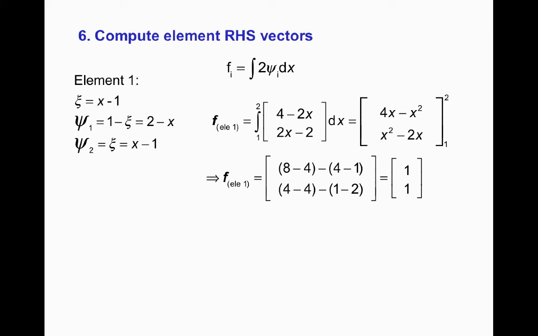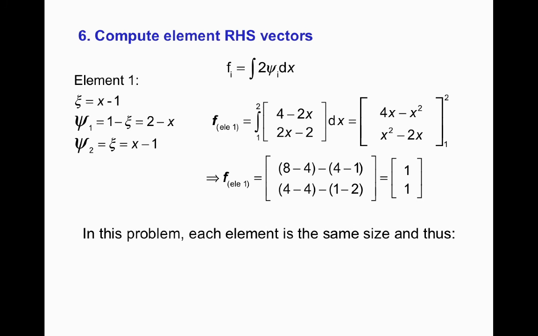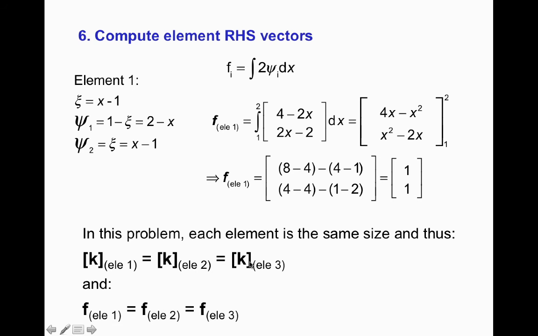And it turns out in this problem, because every element has the same length and the governing equations are the same for every element, it's easy to see that the stiffness matrix and the right-hand side vector for the other two elements are exactly the same. So in other words, all three element stiffness matrices are the same as that for element 1. All three right-hand side vectors are the same as what we just computed for element 1.